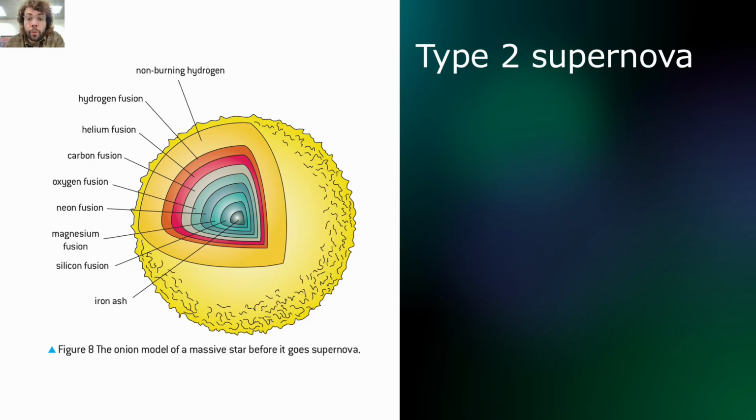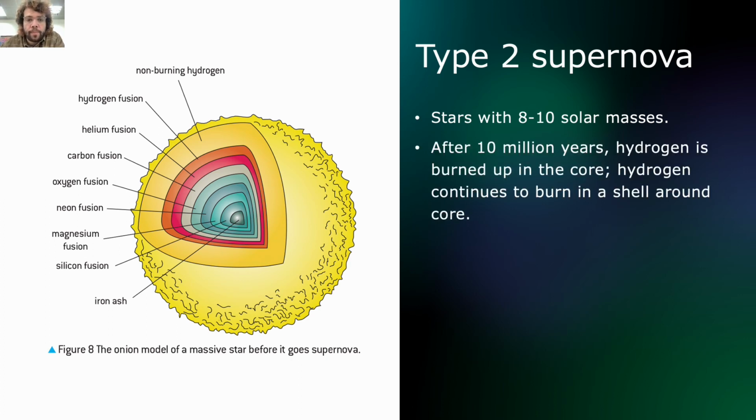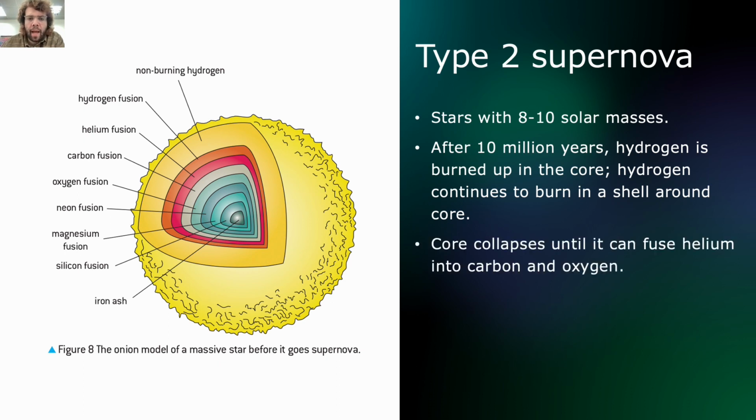So with a type 2 supernova, we're going to start with a much more massive star than a white dwarf. And this is a star with 8 to 10 solar masses. And we know also when we have these very large mass stars in the main sequence, they're going to burn up their fuel a lot faster. So after about 10 million years, all the hydrogen in the core is burned up, fused into helium. Now, hydrogen keeps fusing in the shell around the core, but the core itself has used up all of its hydrogen and turned it into helium. Now, when that happens, the core collapses due to gravity.